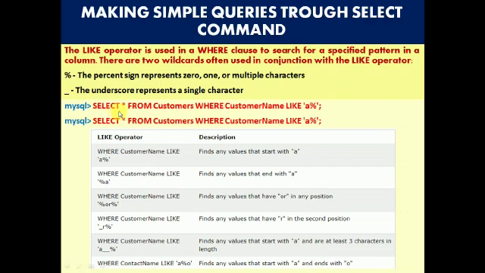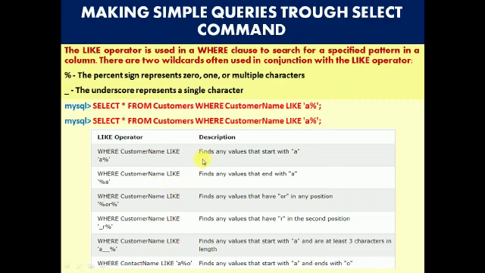In the first query, I have written select asterisk from customer where customer name like a percentage. Here a is the starting letter and after that I have written percentage. It means it will search for all the records where the customer name starts with a and it can have any number of characters. Percentage means any number. Similarly, we can use NOT LIKE also. Now there are some examples given here.